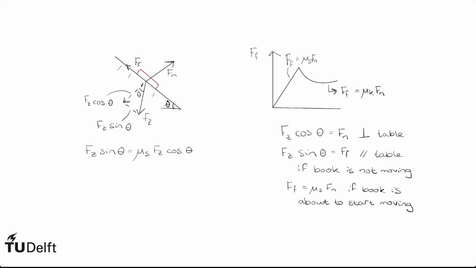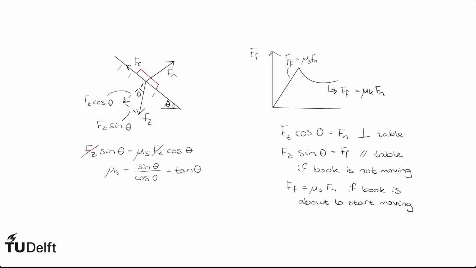And we see that it doesn't actually matter what the magnitude of the gravitational force is here, because it will just drop out. So the mass of the book doesn't matter, and actually not even the gravitational acceleration matters. So if we would do this experiment on the moon, we would get the same answer. All right, so we can slash those things out. And what we find is that for that angle, the coefficient of static friction is the sine of the angle divided by the cosine of the angle, which of course is the tangent of the angle.